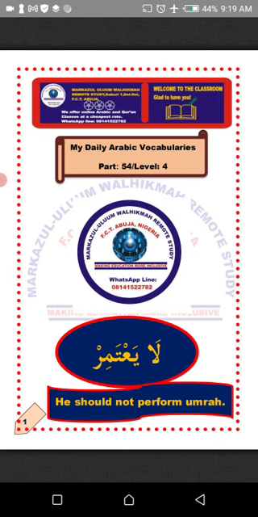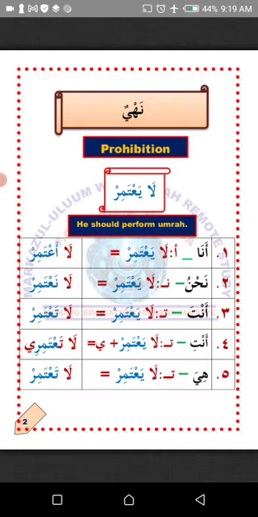Happy listening. We are going to learn from this lesson how to change the verb la ya'tamir to suit certain pronouns in Arabic. Nahyun, prohibition. We are going to learn how to instruct others not to do something in Arabic using different forms of verbs. The question is, how do we change the verb la ya'tamir to suit the pronouns below? La ya'tamir simply means he should not perform umrah.